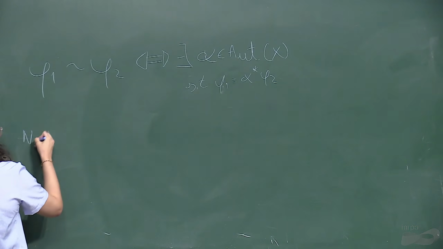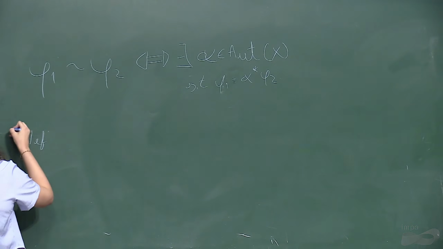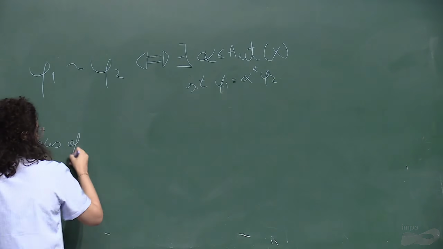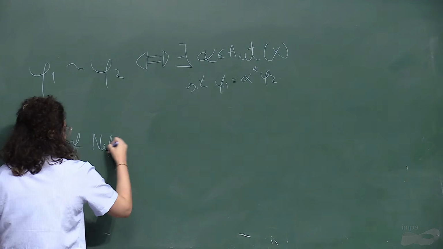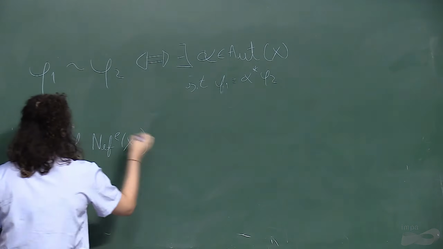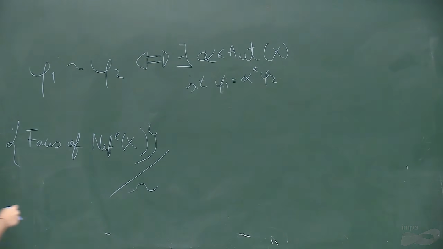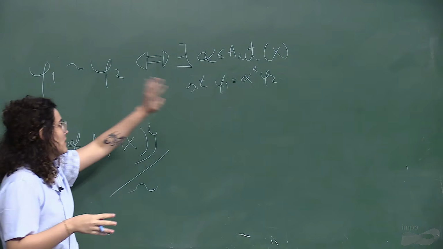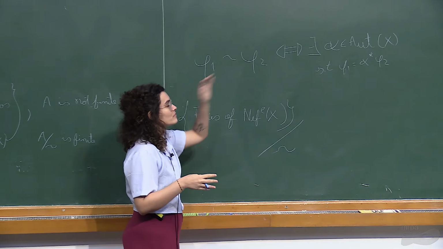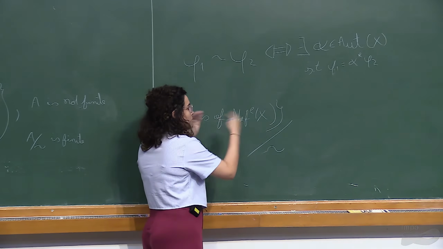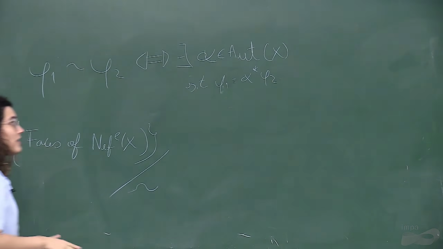More generally, the same thing can be said about faces of the NF effective cone, using a similar equivalence relationship. So I don't have a finite number of faces, but if I use this equivalence relation, then I can have a finite number of faces, or something like that.